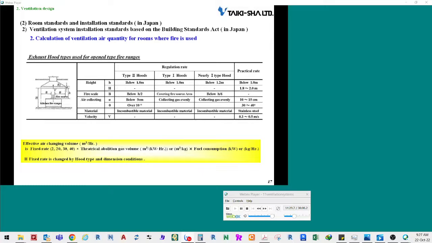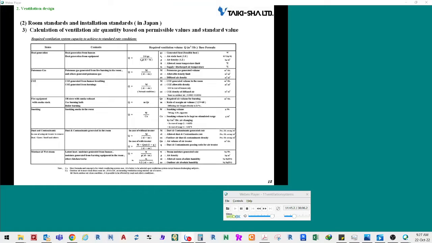Hoods are classified in the table. You should notice that constants are different based on factors including the dimensions of individual hoods. Three, calculation of ventilation air quantity based on permissible values and standard values. You should calculate ventilation air quantities which are required to meet standard values. Calculation formulas needed to do so are shown in the table.